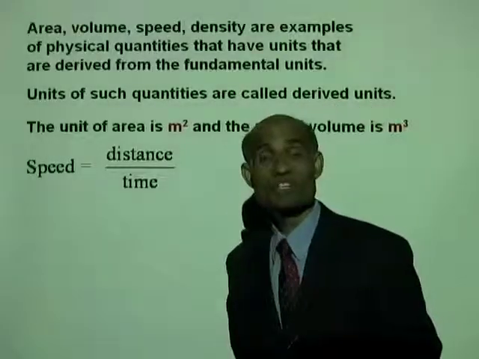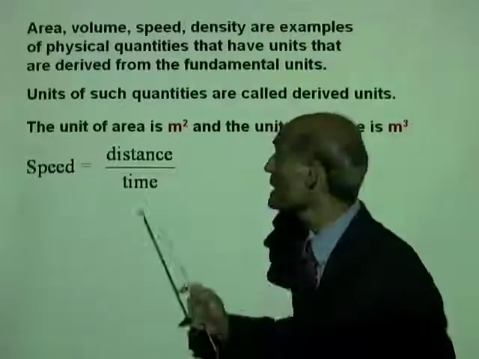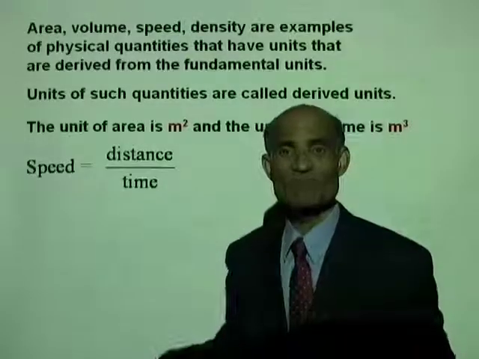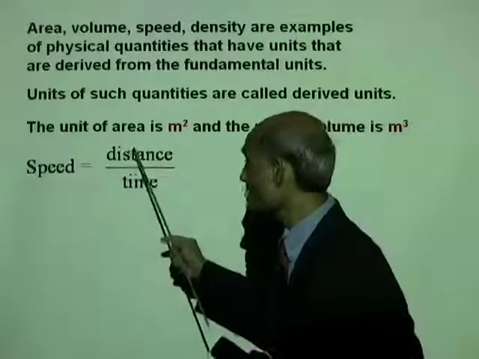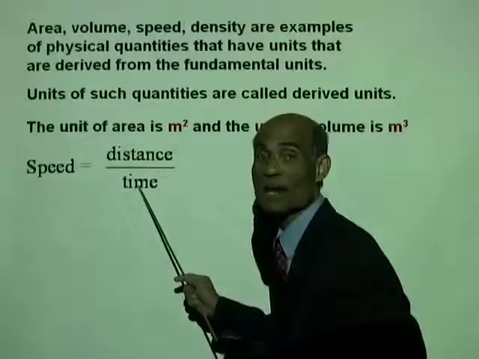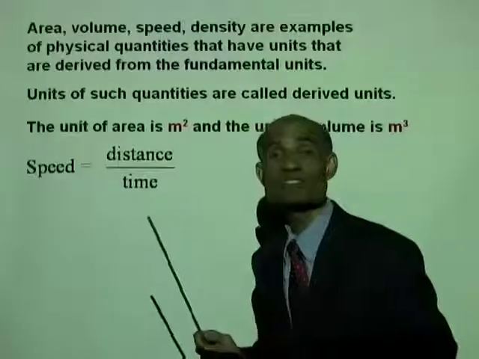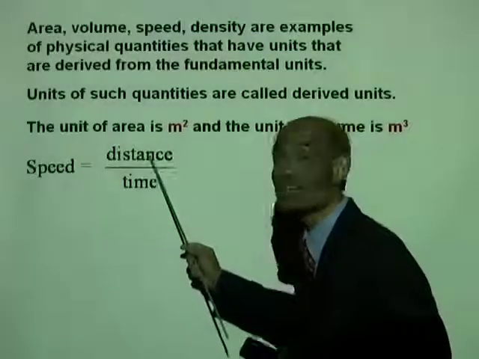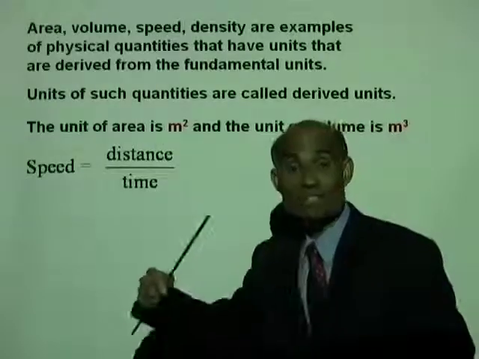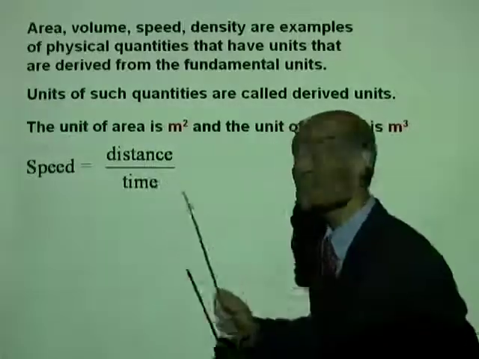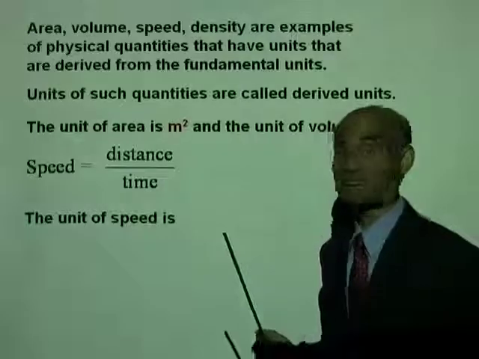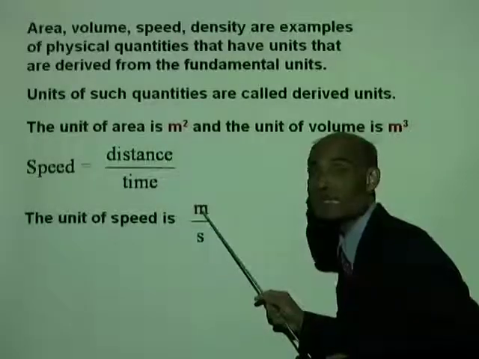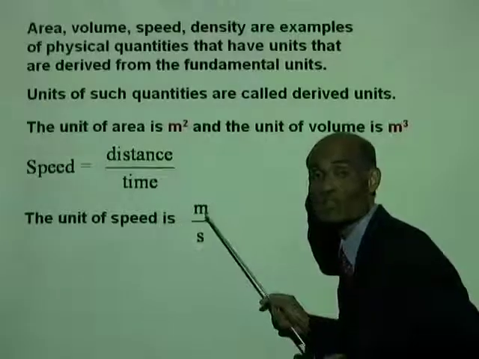What is the definition of speed? Speed is the rate at which distance is being covered. Is that right? That is distance divided by time. So what is the unit of speed? Distance is measured in meter. Distance is a length. Time is measured in second. So the unit of speed is meter per second.